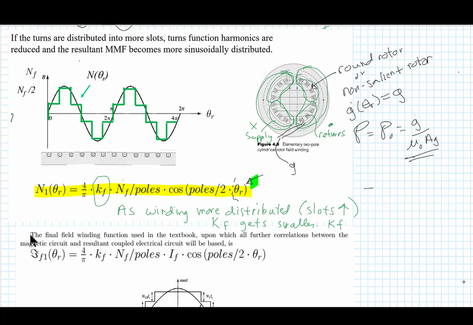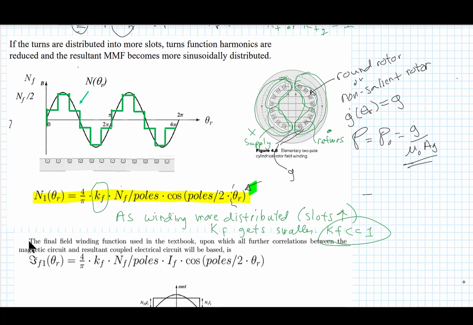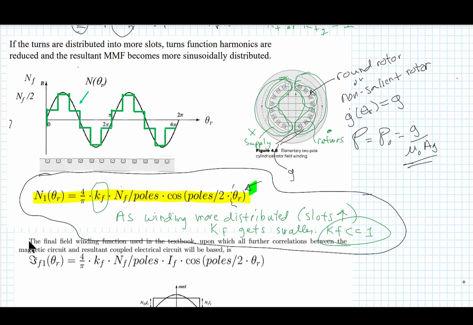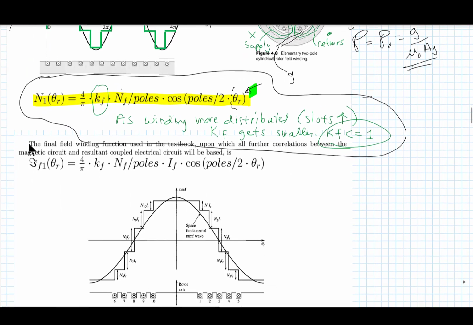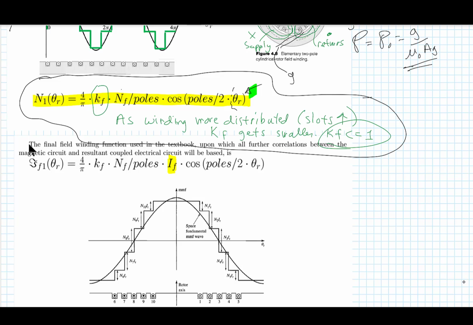So KF is less than or equal to 1. And it's equal to 1 if you just had one slot per pole per coil end. And now that we have this position-dependent turns function, it follows that if we were to put a constant field current into the winding associated with that turns function, we could get an MMF here.